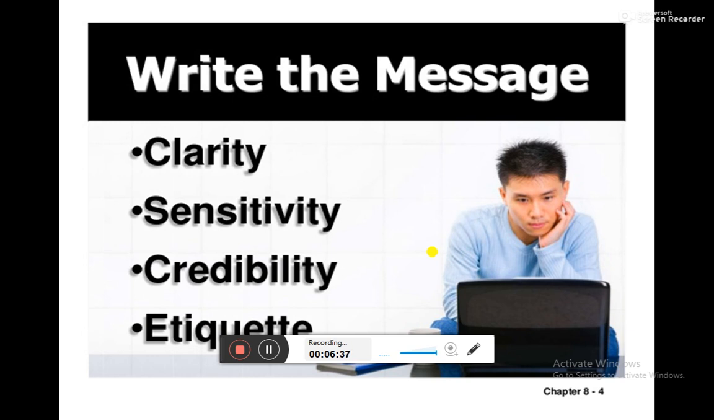Now the second stage is writing the message, or writing negative messages. By writing clearly and sensitively, you can take some of the sting out of bad news and help your readers accept the decisions and move on. If your credibility hasn't already been established with an audience, clarify your qualifications so recipients won't question your authority or ability.